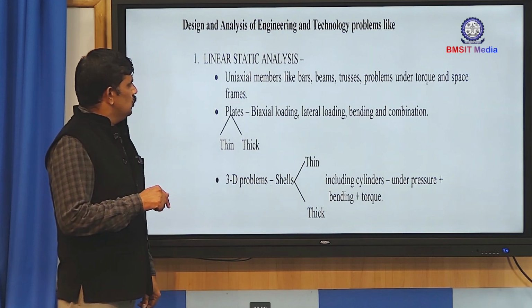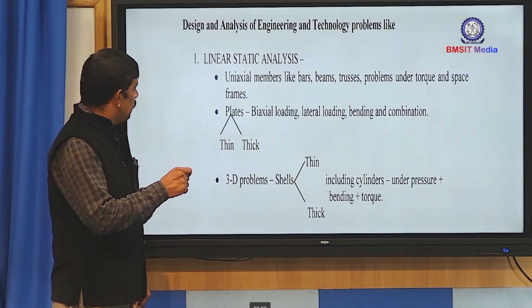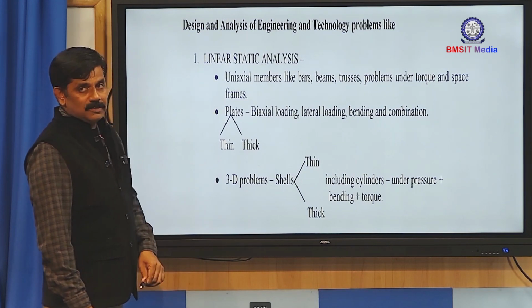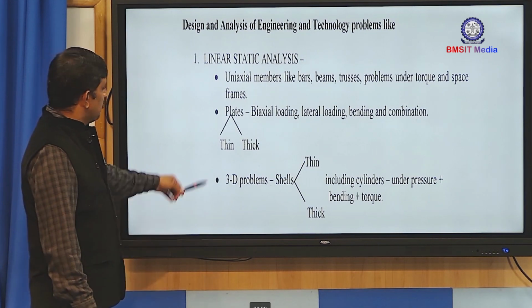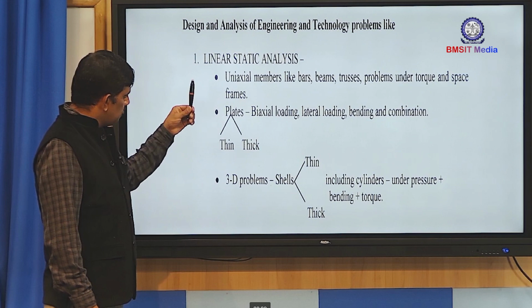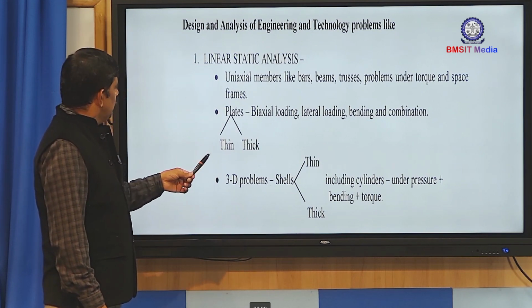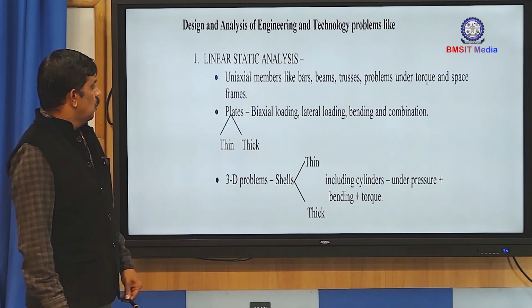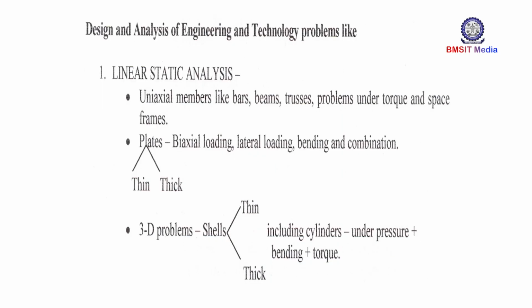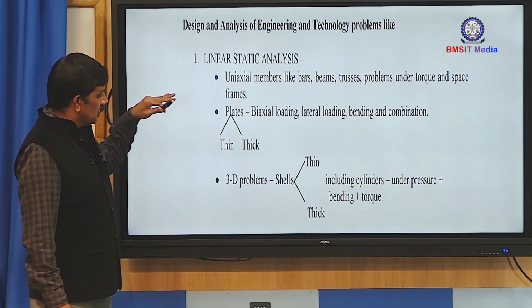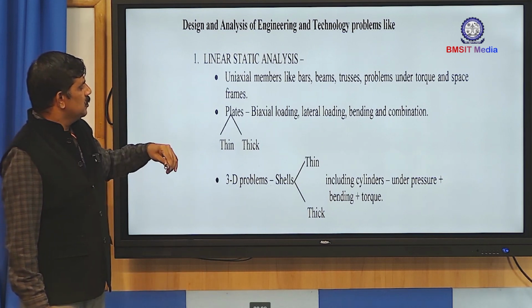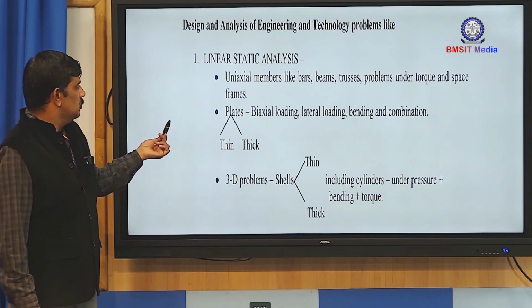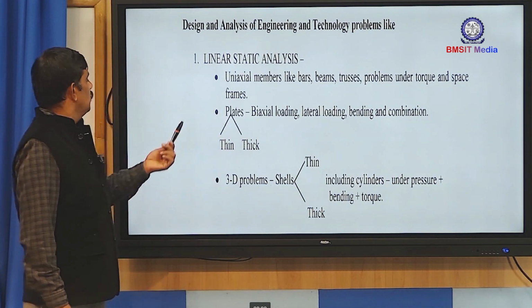Again, when you come to the different types of elements that are considered, there are uniaxial members. Once you say uniaxial, the loading is in only one direction, like bars, beams, trusses, or problems under torque. When you come to plates, it may be a thin plate or a thick plate, or the plate may be subject to biaxial loading, that is, loading along the x direction and loading along the y direction. It may be subject to lateral or transverse loading, to bending loading, or to a combination of lateral and bending loads or any combination.